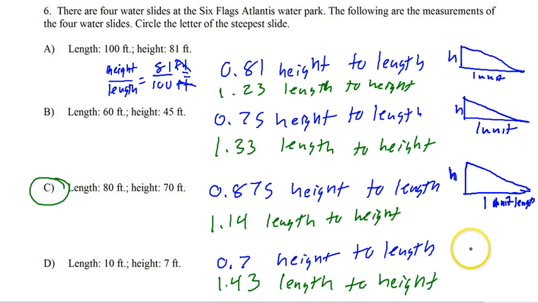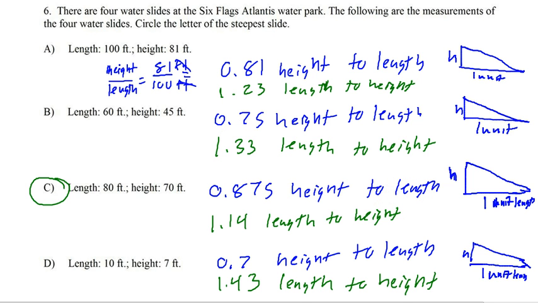which would make them the tallest. So we've given it a unit comparison right here. They all have the same length. So if they all have a 1 unit length, and that has a 0.81 units height, that's a 0.75 height, that's a 0.875 height, and that's a 0.7 height. The one with the highest height would be the steepest, correct? And that's why this one becomes the answer here.